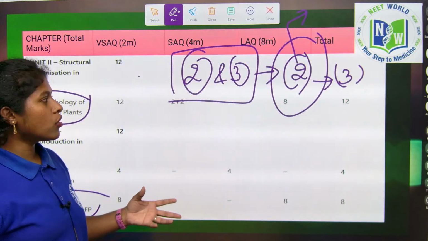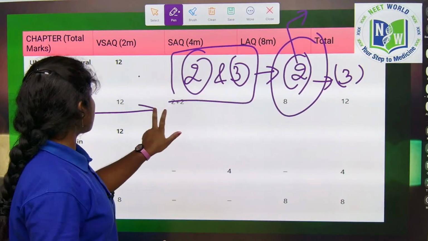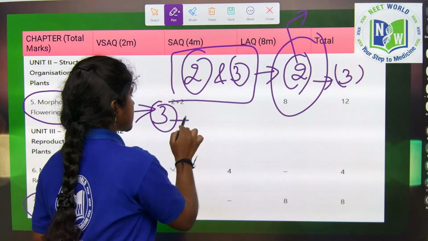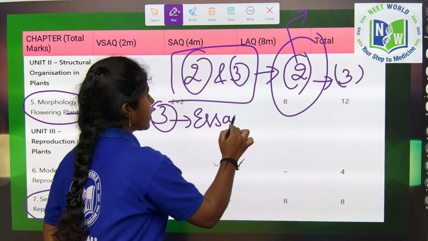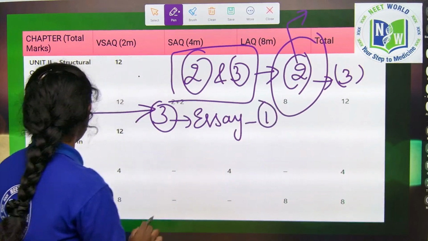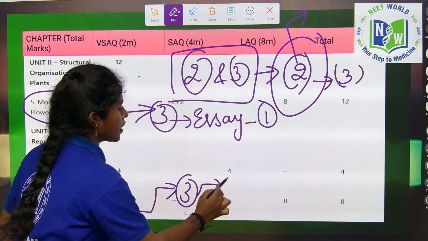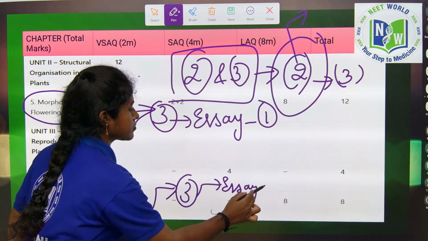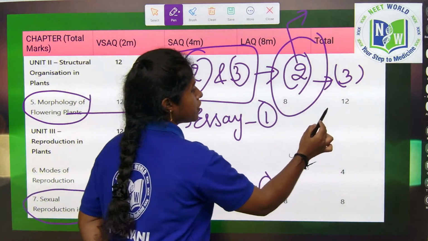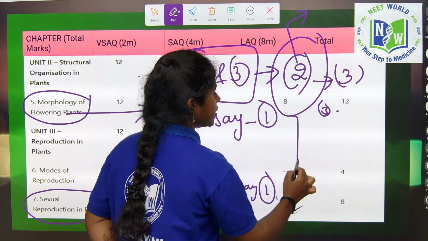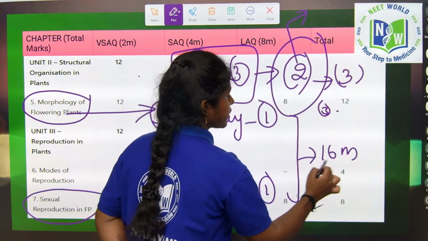In that also, in the morphology of flowering plants, 3 essay questions will be there. Out of 3 you will get 1. And here also, in sexual reproduction in flowering plants, there are 3. You will get 1. So, out of 3 you have to write 2, right? So, here you are getting the 16 marks in your pocket.